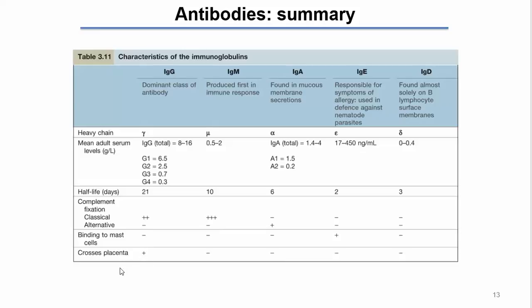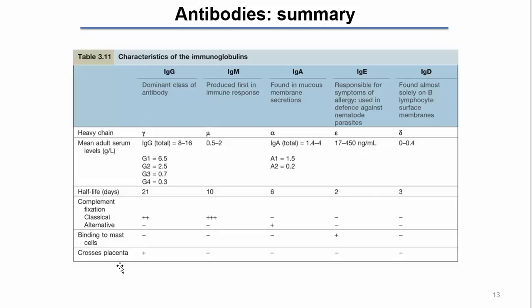And this is an important thing because a baby is born into the environment that the mother has been exposed to. So the mother presumably is making antibodies against the pathogens in that environment. So it's nice that when the baby is born, they already have the antibodies against those pathogens to at least protect them until their own immune system is up and running.